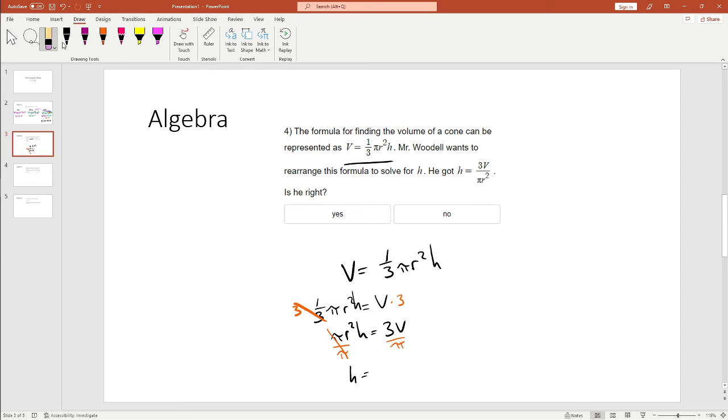Let me get rid of this. I'm running out of room. So we've got r squared h equals, I guess, this new expression 3V over pi. I'm looking, I guess I'm writing a little slanted.